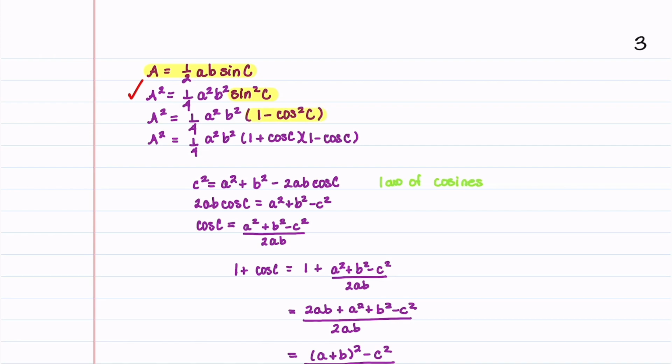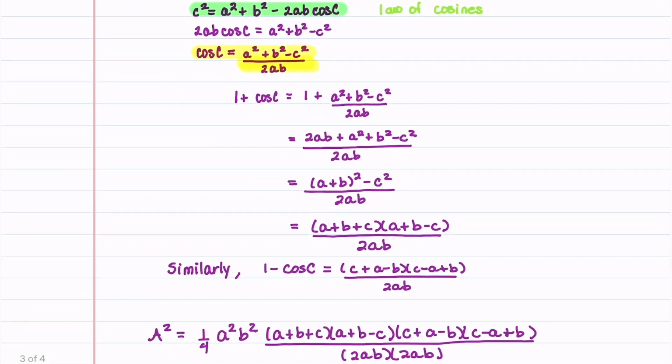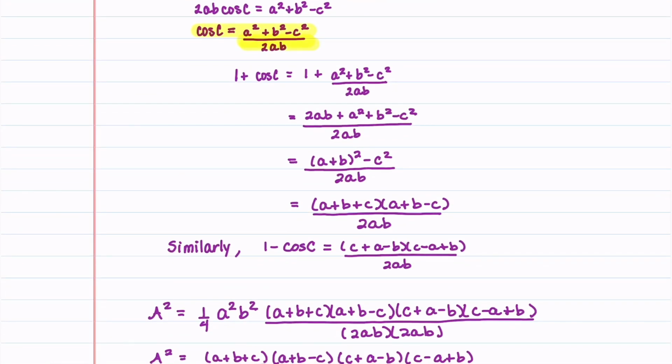To find just cosine C, we'll replace 1 minus cosine squared C with 1 plus cosine C times 1 minus cosine C. We'll then write the law of cosines in terms of cosine C. We'll do some algebra to solve for cosine C, and we'll get this expression for cosine C. Doing a lot of algebra, we find that 1 plus cosine C is equal to this expression, and 1 minus cosine C is equal to this expression.